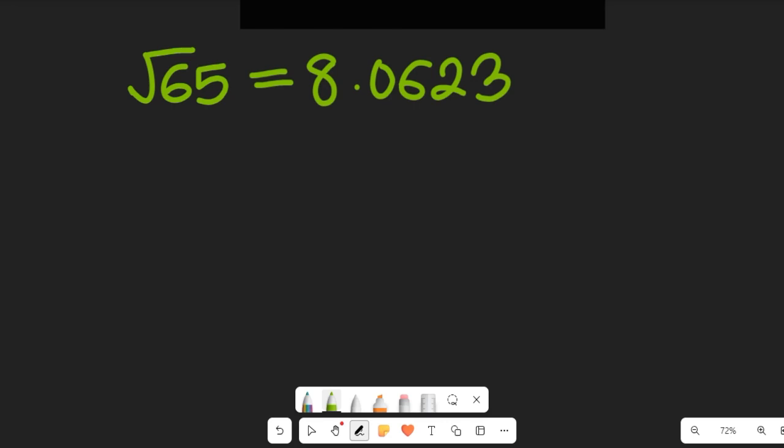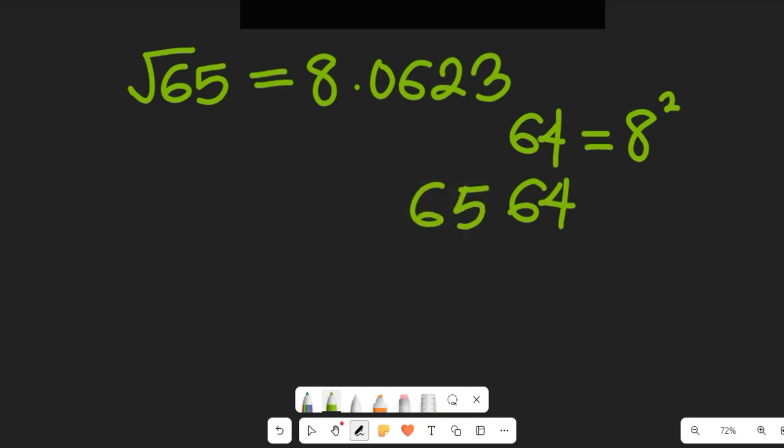Now to solve this without a calculator, all we need to do is remember that we look for a perfect square that is close to 65. We see that 64 is a perfect square because 8 squared gives us 64. And 64 is close to 65, because 65 minus 64 gives us 1. So 8 to the power of 2 is a perfect square.